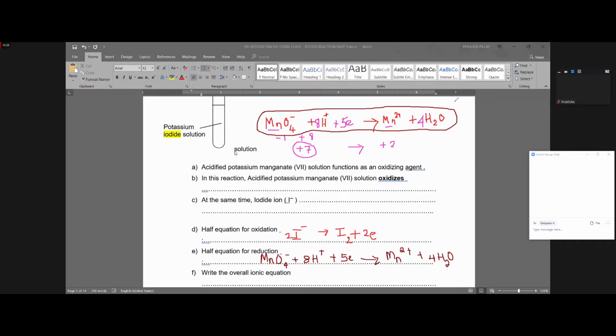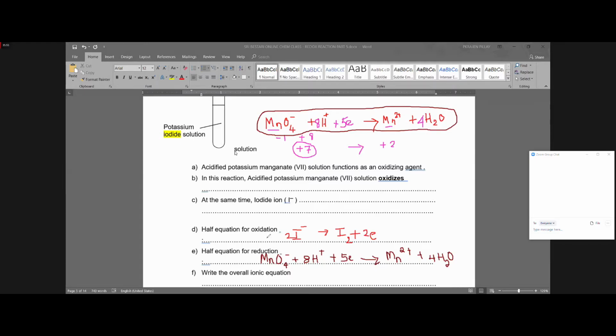Okay, Yi Cheng, give me the final answer. Done already? Haven't. Okay, try this. This one is slightly more difficult because it involves MnO4 minus. So the upper one, all multiply by 5. Correct? Okay, we're going to do that now.